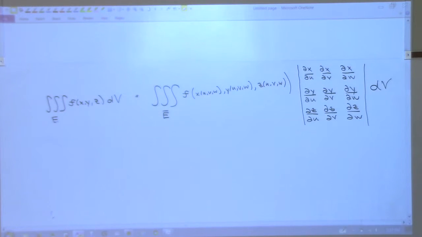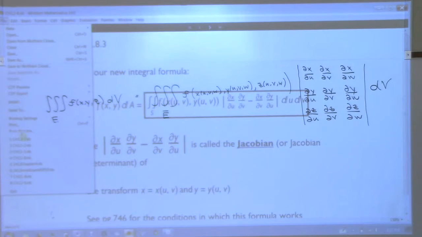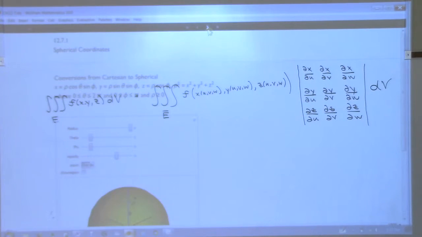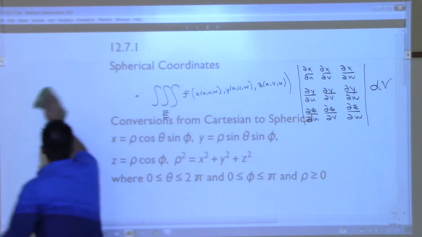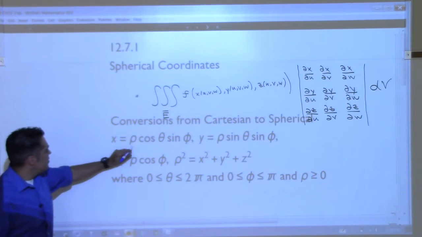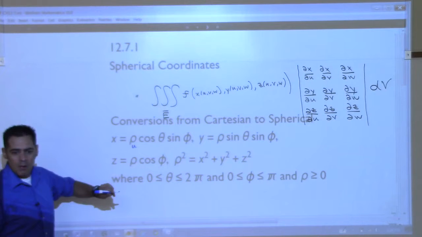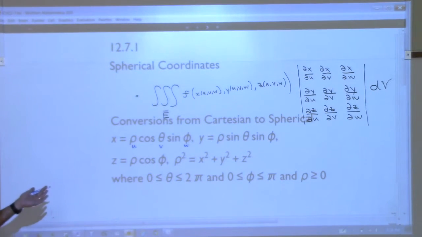Let's go back to 12.7. And here are the spherical conversions that were given to us. I'm going to write these down. But to make it easier to work with, can I call this U instead of rho? Let's call this V and let's call this W, because those are just three dummy variables, right?